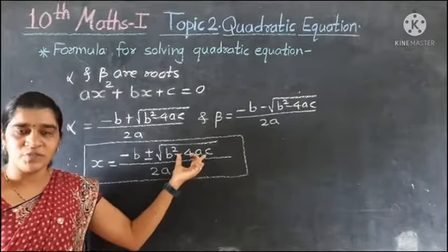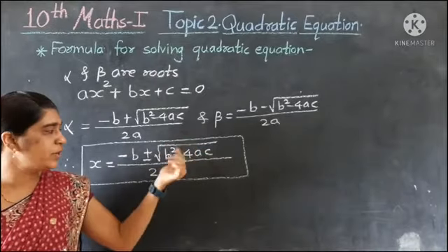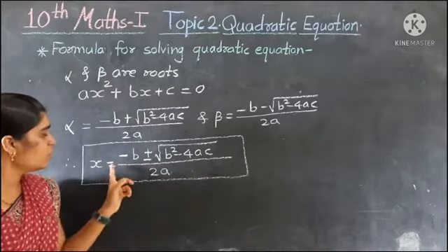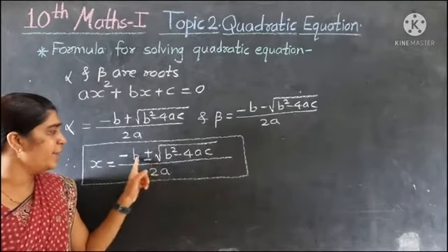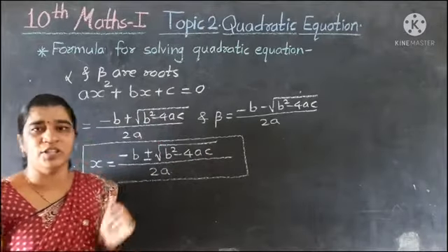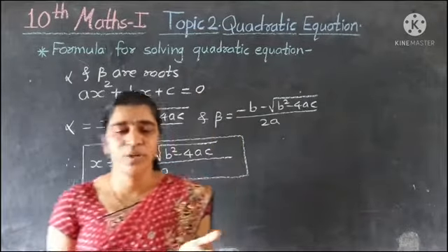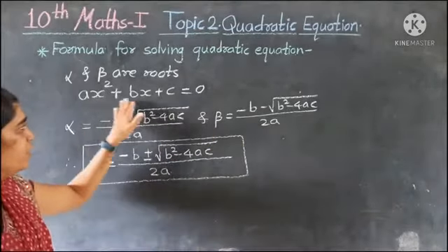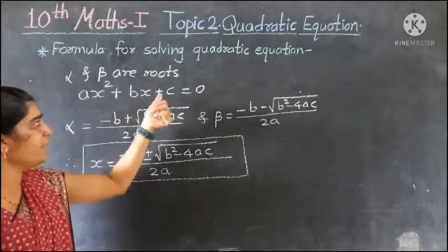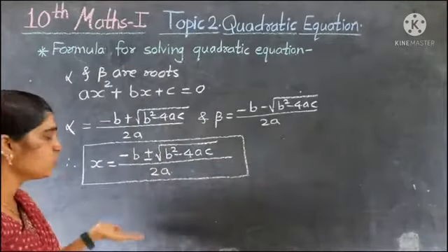Here this b square minus 4ac is also called the discriminant. In the next point you will see that it is called a discriminant. Okay. So how to write a, b and c? We write a, b, c from this quadratic equation. You had learned the standard form of quadratic equation. We first write the given quadratic equation in the standard form, then we compare and get the values of a, b and c. Then put these values in this formula, and we get the solution.